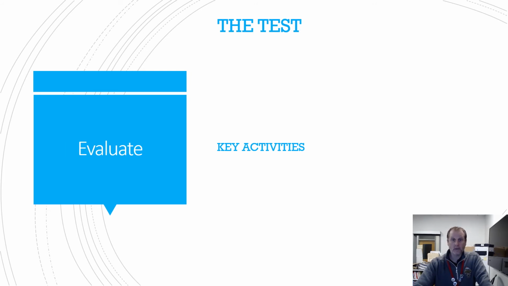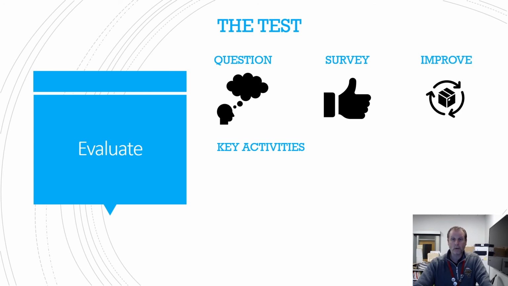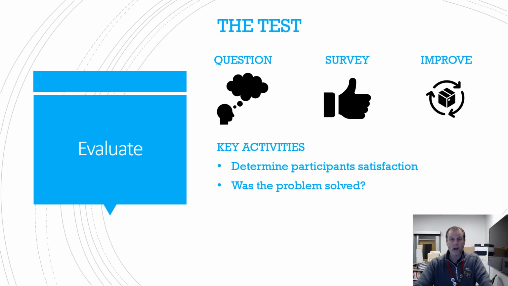The final phase is to evaluate. This is the summative evaluation of the course, as there were formative evaluations happening throughout the design process. In this final evaluation, it's time for instructional designers to question, to survey, and to improve the process of the instructional design. Instructional designers want to determine participant satisfaction. They also want to answer the key question, was the problem solved? Was there a transference of knowledge, and were there skills that were improved? Instructional designers may ask, did we achieve that goal?